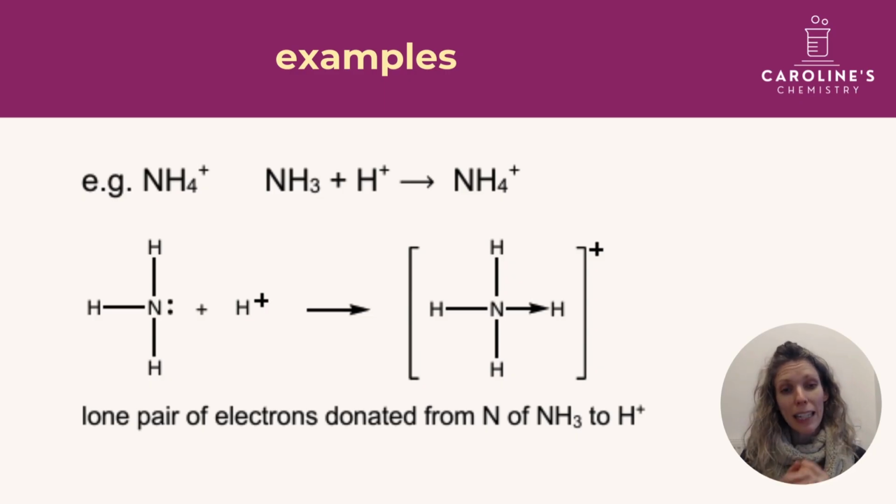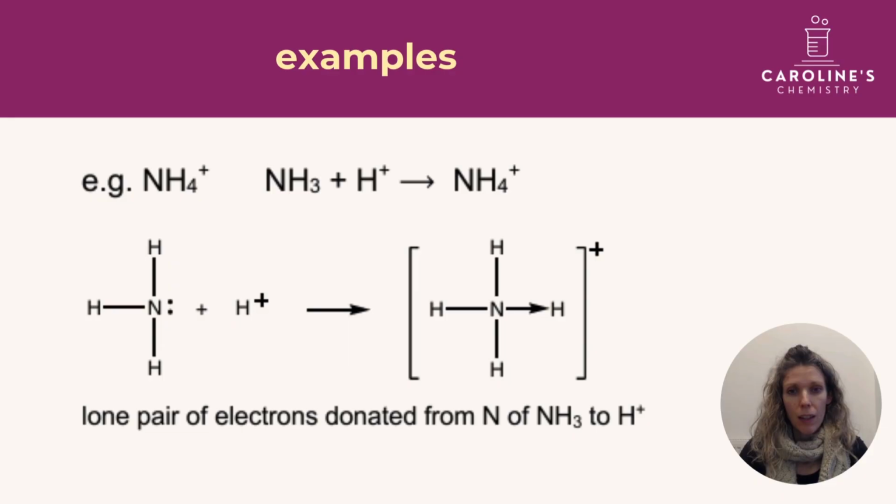When it comes to explaining this, so this is the text at the bottom here, you need to be really careful about how you do it. You need to say which atom the electrons are coming from and which atom or ion the electrons are going to. So you don't just say the electrons are going from the ammonia to the hydrogen ion. The lone pair of electrons is donated from the nitrogen in the ammonia to the hydrogen ion. Say exactly where those pair of electrons are coming from and where they are going to.